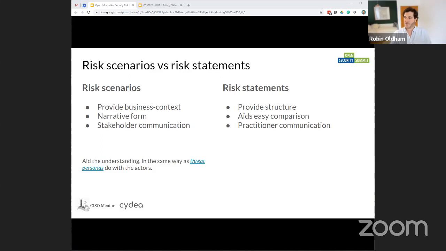And they're generally going to take a richer picture and a greater example of how something might manifest within your specific organization. And that aids with understanding in the same way that we were discussing in the threat personas and application vulnerability scoring session earlier in the week. On the other side, risk statements provide a more structured approach. They aid easier comparison between different statements and are more useful for practitioner communication.